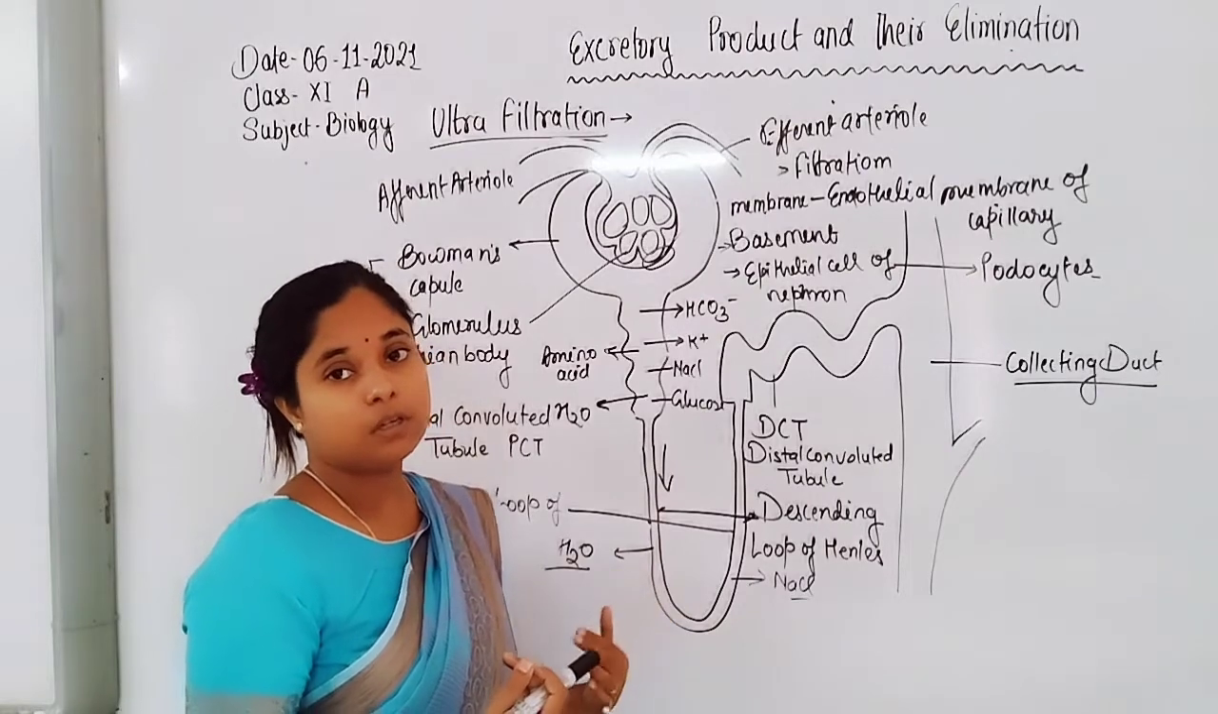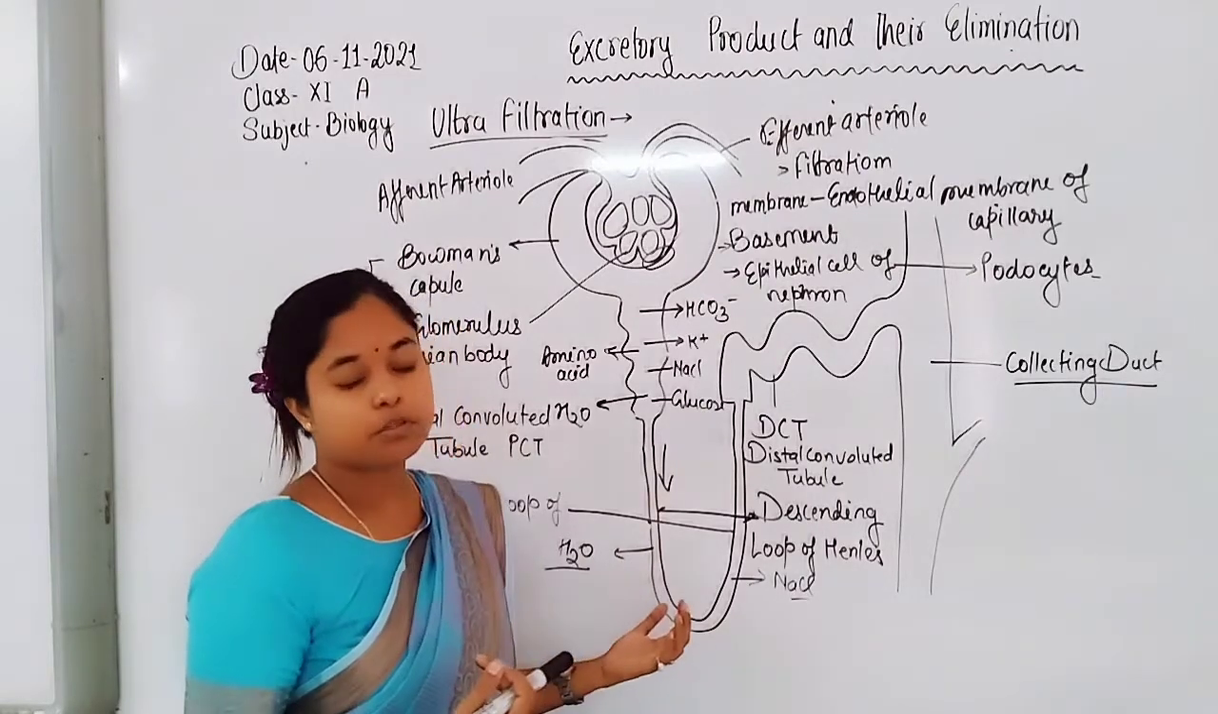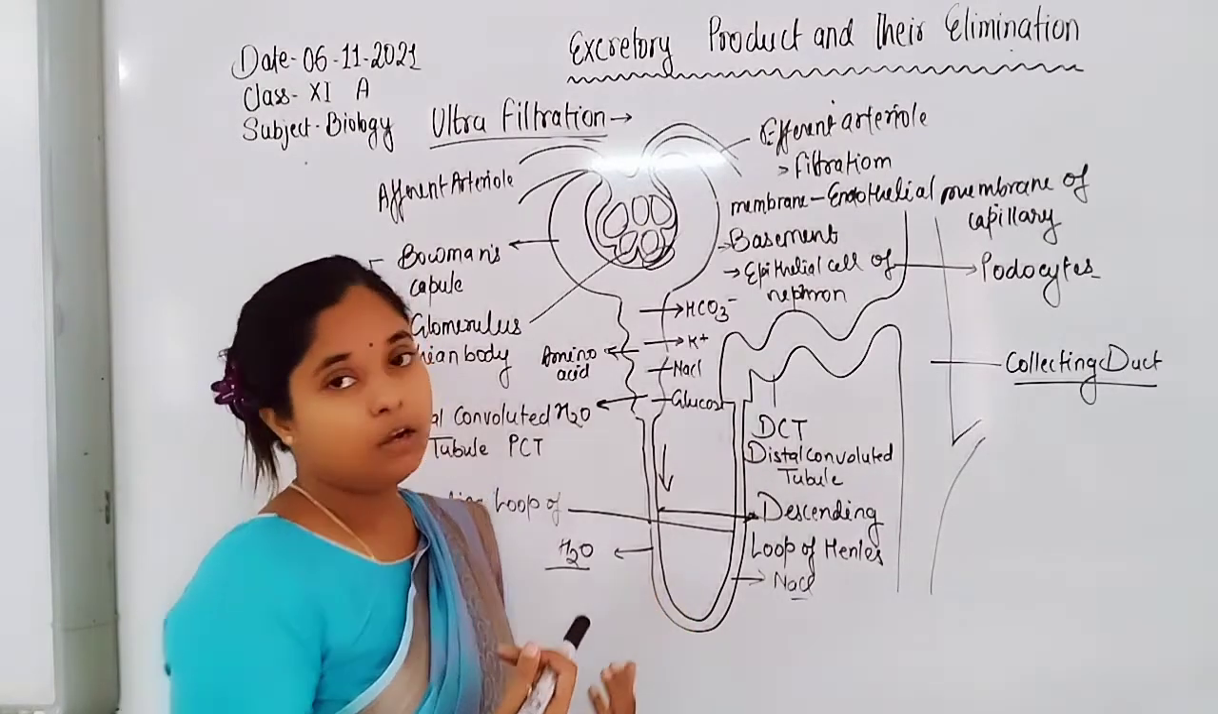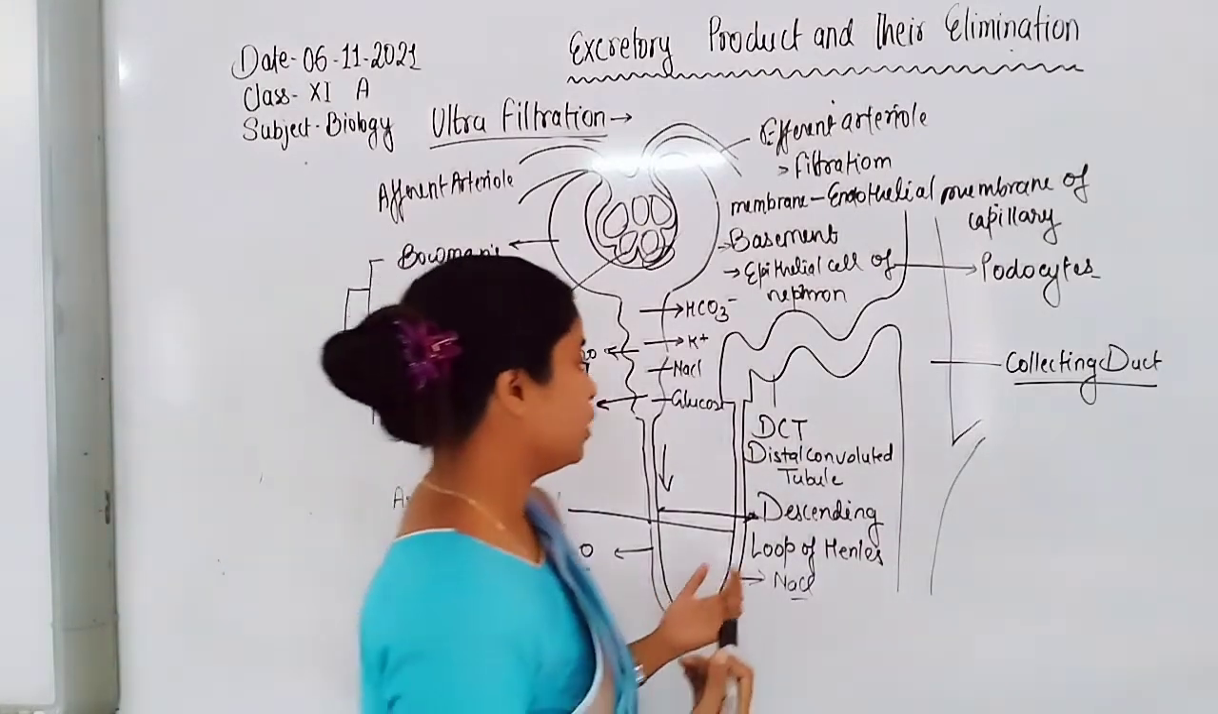So the reabsorption of water through passive transport is done in the loop of Henle, which part of the loop of Henle? The descending part of the loop of Henle.